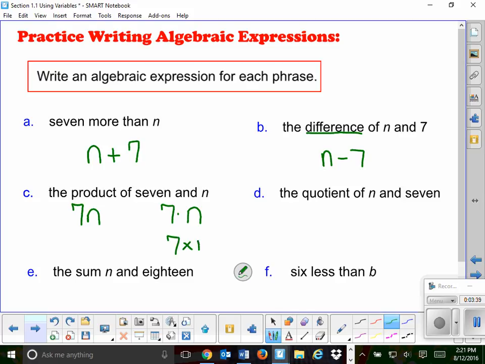We really don't like that because I don't want you to think, is that multiplication? That x, is it a variable? So I don't love that way. This is definitely my most preferred way. The quotient of n and 7, just like difference where you have to go in order, you have to have n first and then 7 next, and quotient means to divide, n over 7.